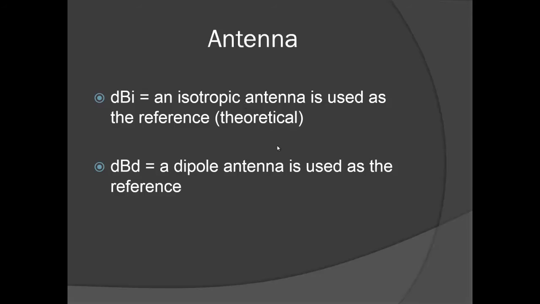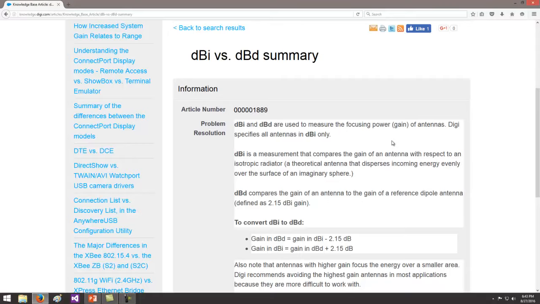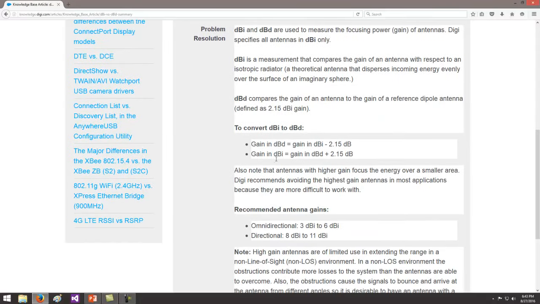So just make sure you understand that dBi is a theoretical reference point and dBd is more of an actual reference point. To convert the two, I believe you have to add 2 to the dBd. But let me check that real quick. Alright, in dBd versus dBi, if your gain is in dBi, you take the gain in dBd and you add 2.15. We used to always just add 2.2, but you can add 2.15 if you want to be specific. And that converts the dBd to a dBi setting.